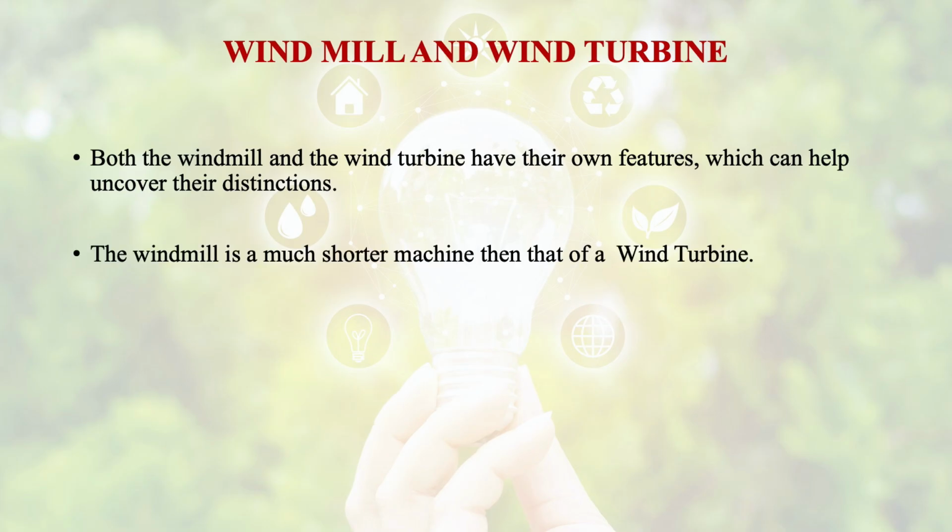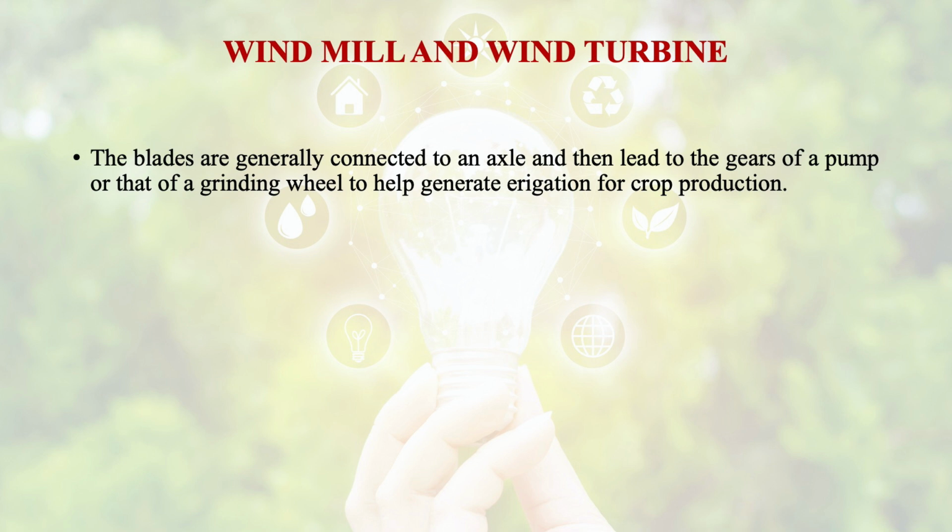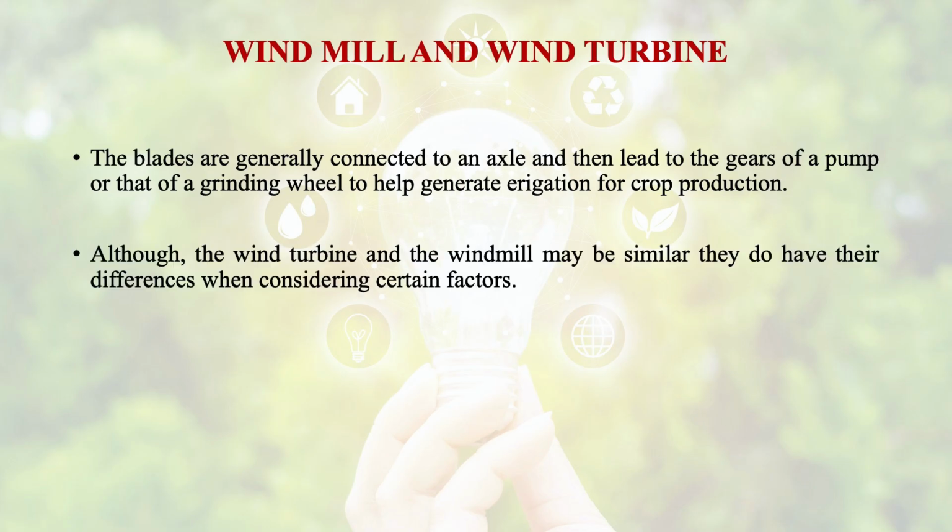The windmill is a much shorter machine than a wind turbine. The windmill uses more blades to catch more wind power, thus causing more physical work to be produced. The blades are generally connected to an axle and then lead to the gears of a pump or that of a grinding wheel to generate irrigation for crop production. Although the wind turbine and the windmill may be similar, they do have their differences when considering certain factors.